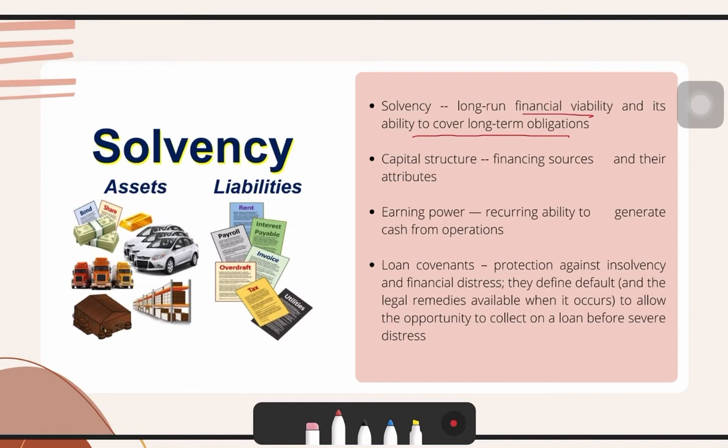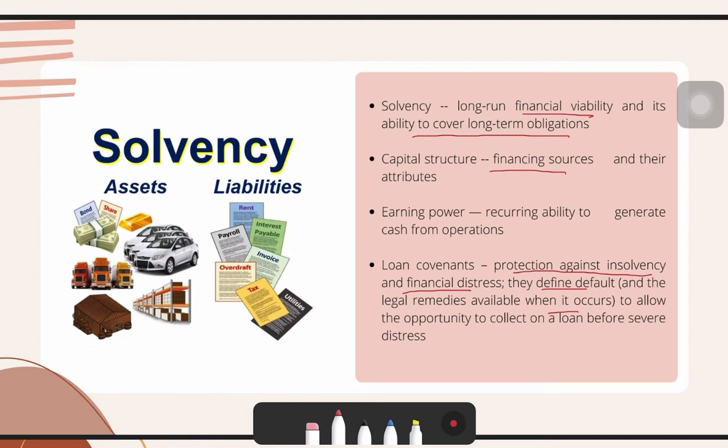Alright, so when we are calculating solvency ratios, one of them is the debt to equity ratio, which measures the capital structure or the financing sources of the company, whether the company is issuing equity or using debt financing for its capital structure. And we also measure the earning power, which is the recurring ability to generate cash from operations. And also in solvency, we look at loan covenants, which are protection against insolvency and financial distress that define default, and the legal remedies available when it occurs.